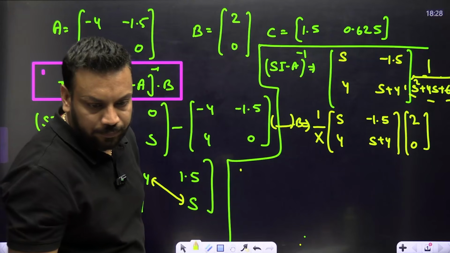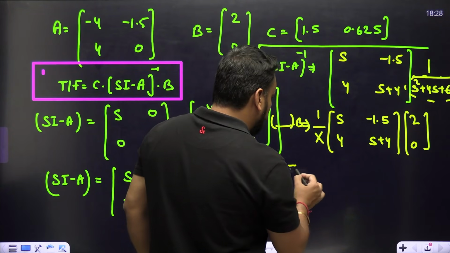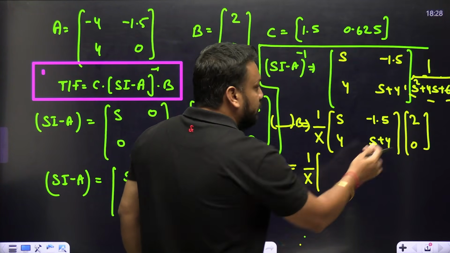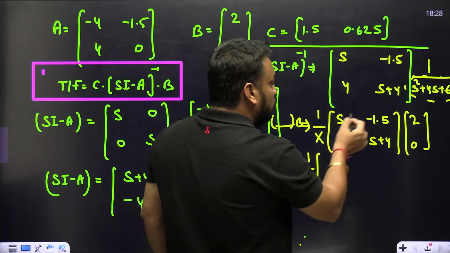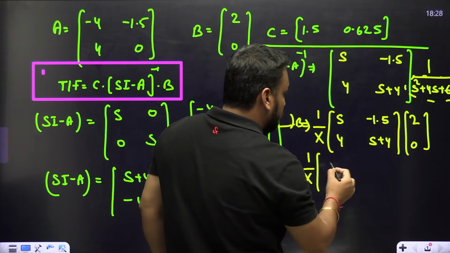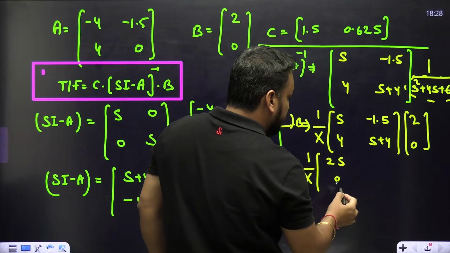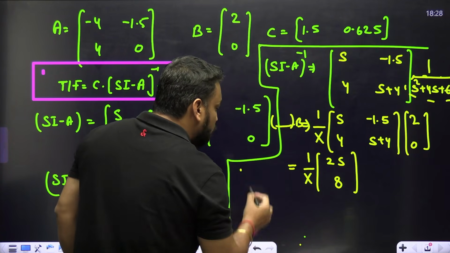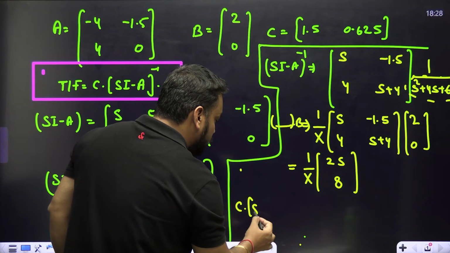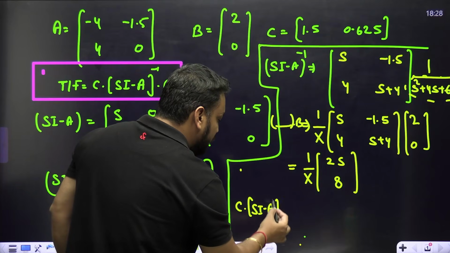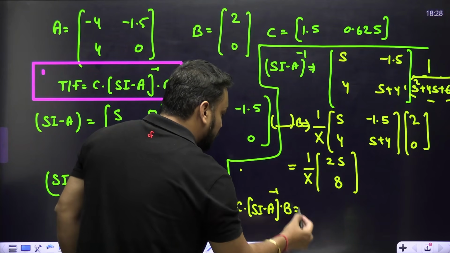When you multiply, what will you get? Row into column, only 1 by X is outside, and the value of X is this whole s square plus 4s plus 6. So row into column: s into 2, this into 0, so 2s has come. Now 4 into 2 is 8 and this one is 0, so 8 has come. Now student, we are left with only the C multiplication. So C dot (sI minus A) inverse dot B. Tell me, what will come here?